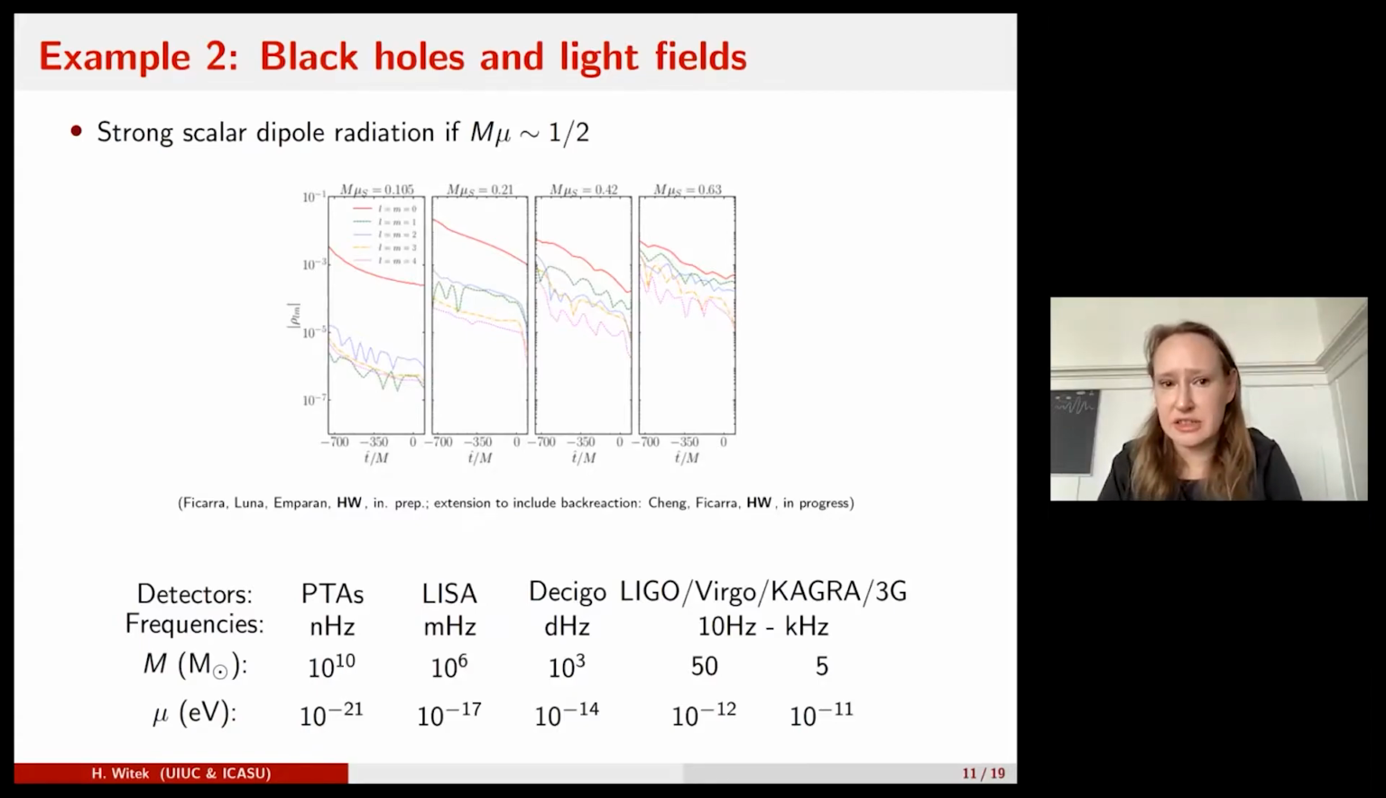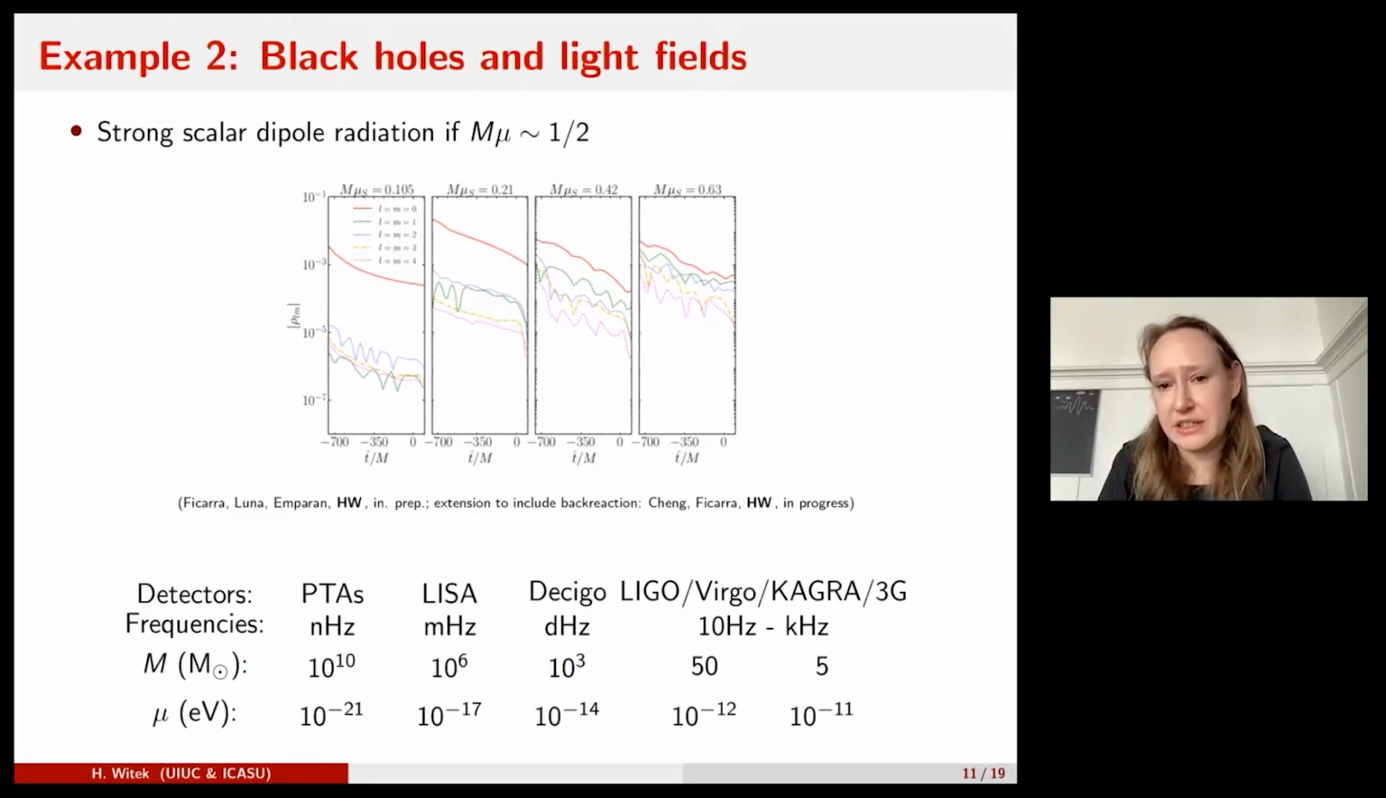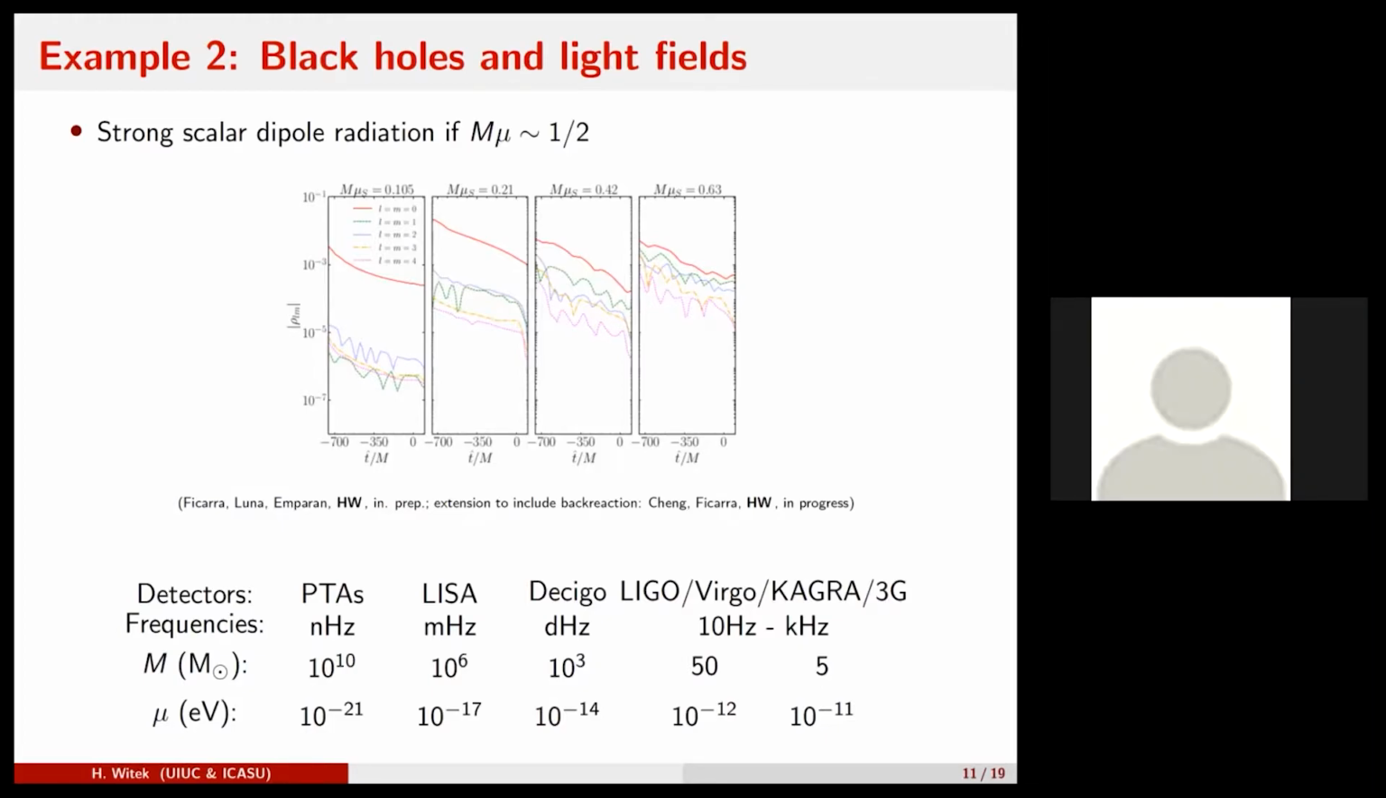Yeah. So the background is fully nonlinear. The scalar field is solved by the Klein-Gordon equation sourced by this background. And as I said, the next step now is to include the back reaction of the scalar field onto our dynamical binary. Okay. Thanks. Wonderful.